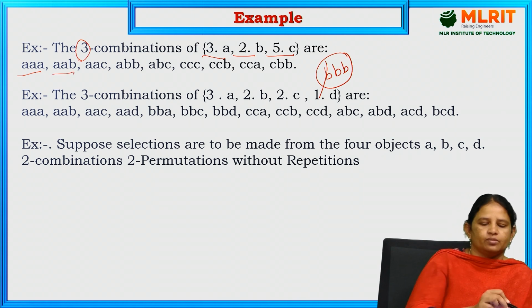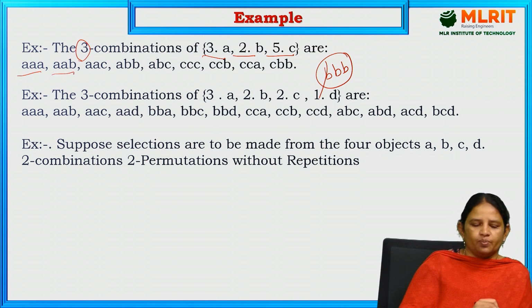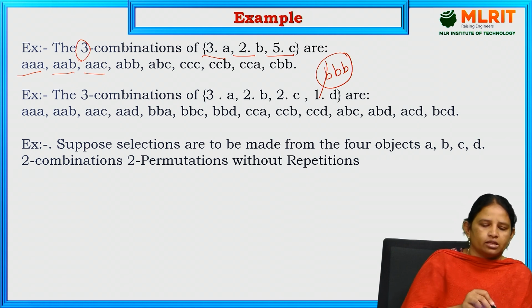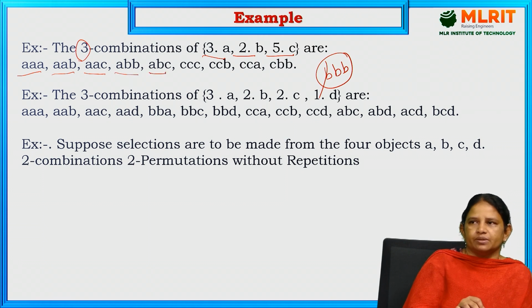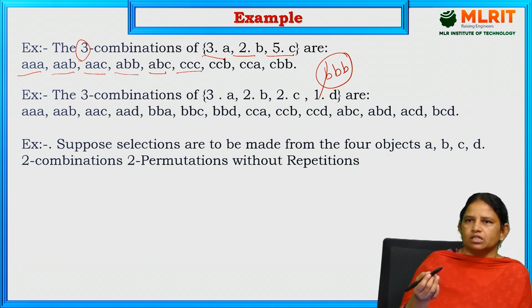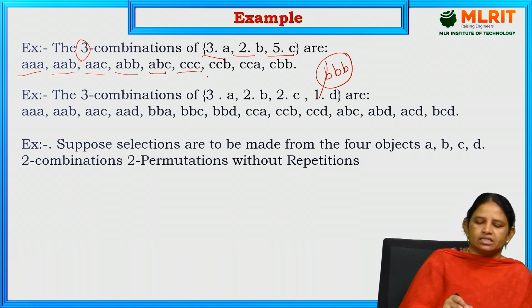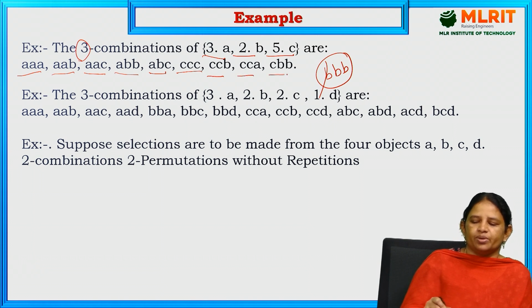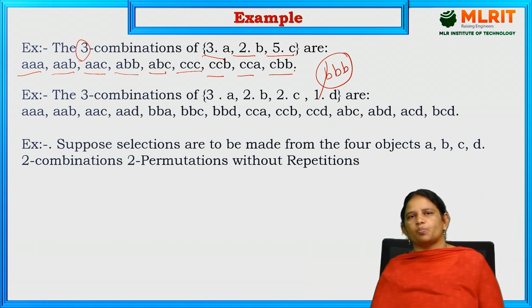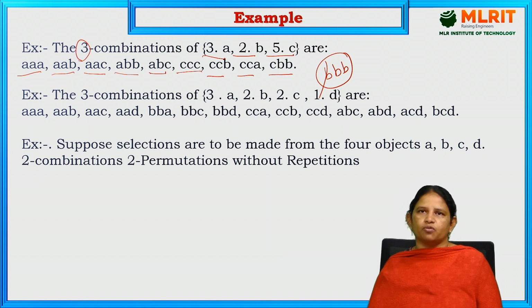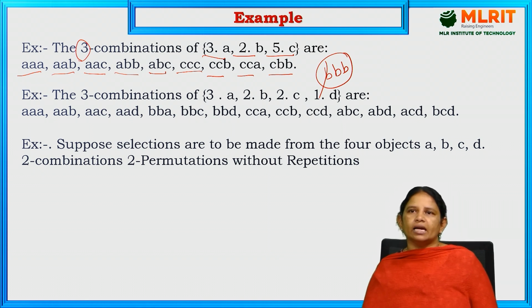AAB: 2 A's and 1 B. AAC. Again, don't write CAA, because it is already there. Then ABB, ABC. Then CCC. You can use a maximum of 5 C's, but it is a 3-letter combination, so you must use only 3 C's. CCB, CCA, CBB. These many combinations are possible for the letters of 3 A's, 2 B's and 5 C's.